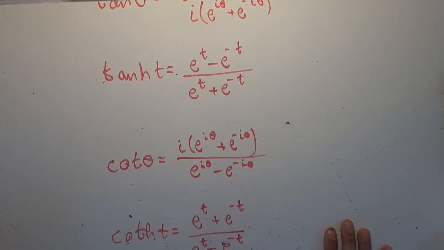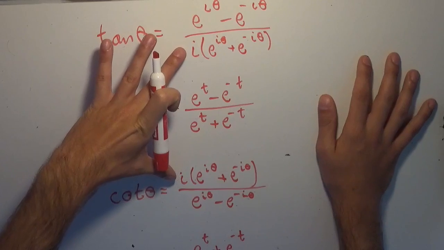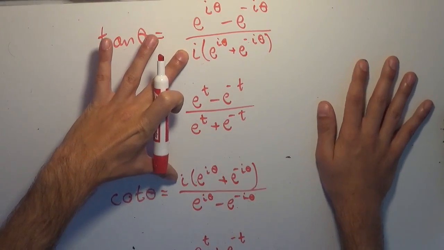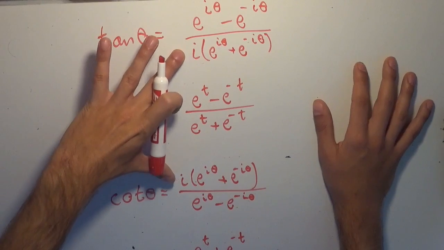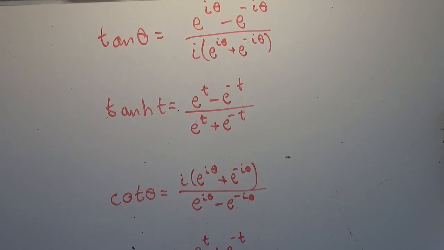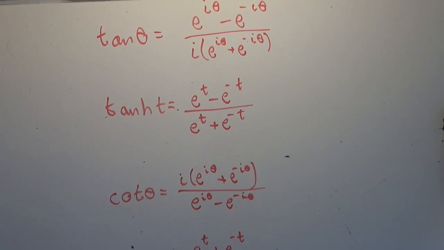And just to be sure, the i here in the numerator and the denominator is from the i in the denominator of the sine function in exponential form. So that's why there's an i there. You can confirm that for yourself. That's definitely necessary for the definition of the cotangent and tangent functions in their exponential forms.